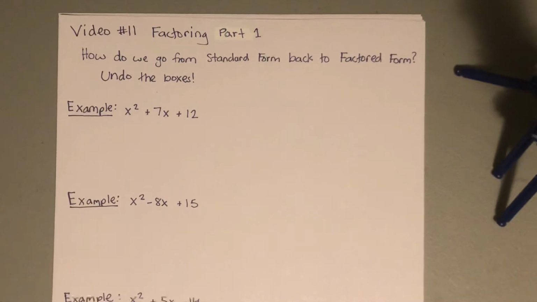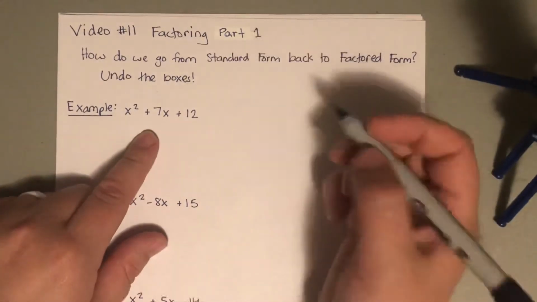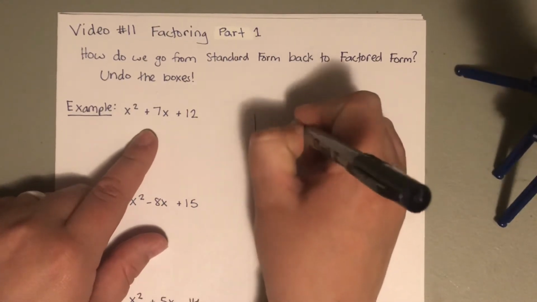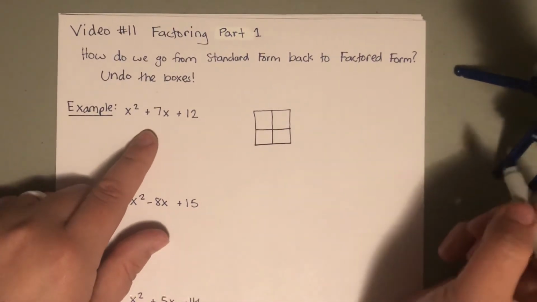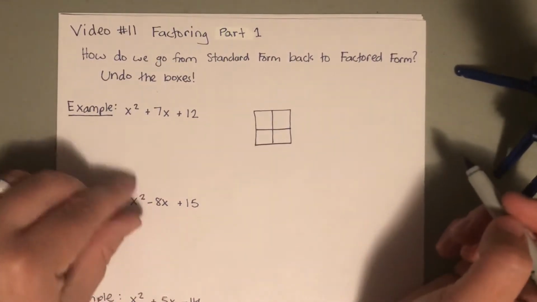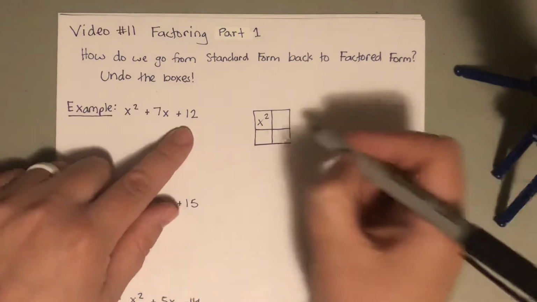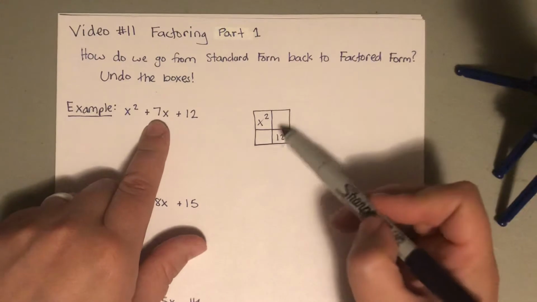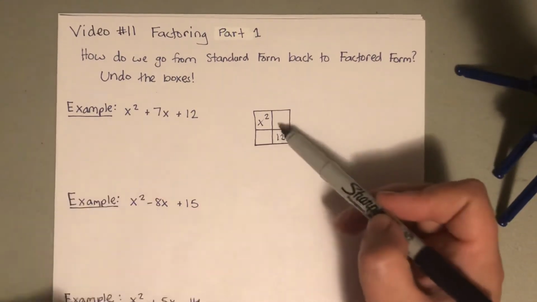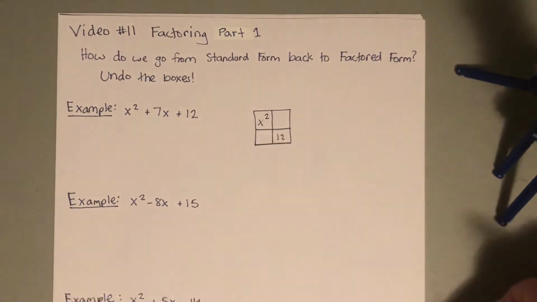The way that we do that is we essentially undo the boxes. So if we think about this as the result of a box, let's make our boxes over here. Okay, so it looks like that. And we know from doing the boxes last week that x squared is going to be in that box, and 12 is going to be in that box. Then these two boxes are going to add up to be 7x, whatever those end up being. Now we're going to fill in what would have to go on the outside to make that happen.